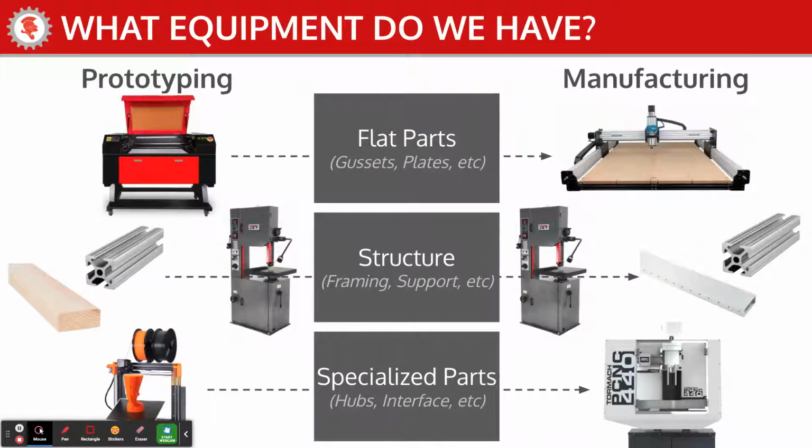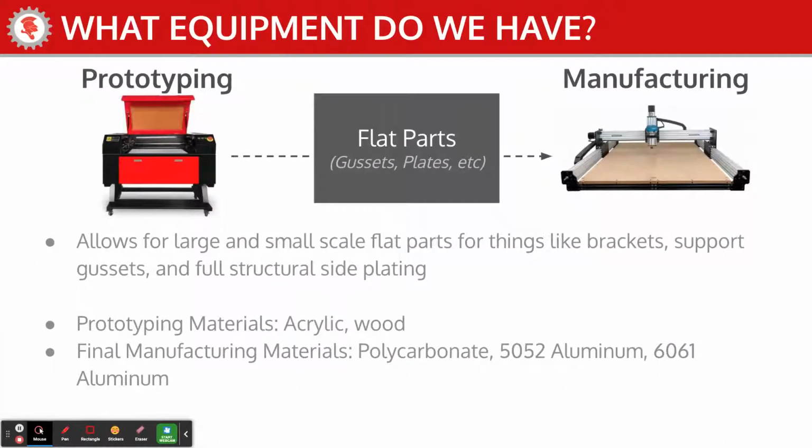So talking from prototyping to manufacturing, these are the three primary things that we'll do, right? We'll make flat parts, we'll make structural parts with basically straight cuts or simple cuts, and we'll make specialized parts. The way you identify the difference between a prototyping phase and the final manufacturing phase is the tool you use. When we use the laser cutter, we're using softer materials, wood and acrylic, to make prototype parts. But we can make those same exact parts out of metal using the mill.